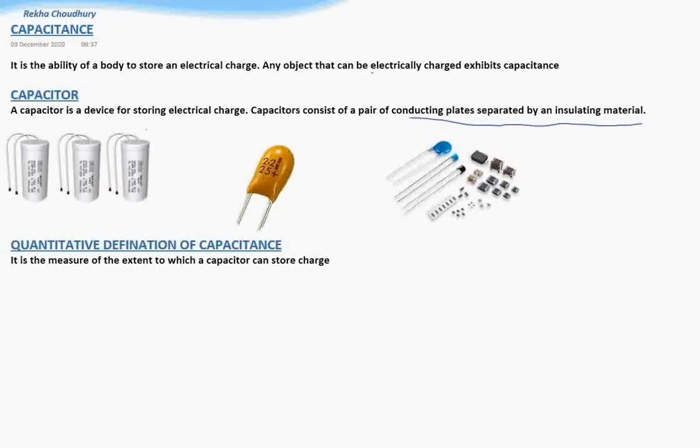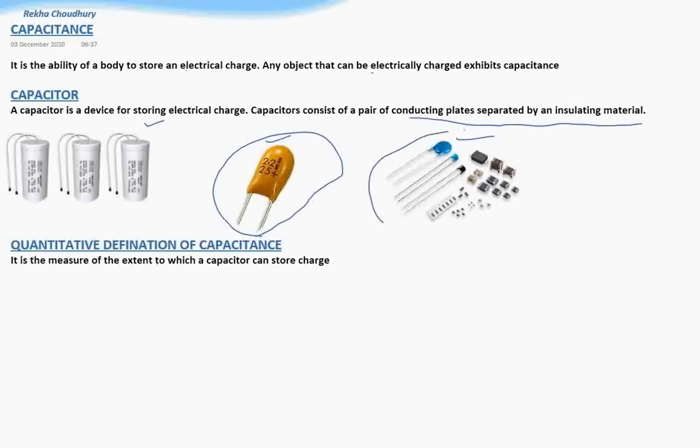So here are different types of capacitors. These are the different diagrams. See, this is the diagram of a tantalum capacitor. It has the advantages of low leakage current, high capacity, and long-term stability and reliability. But it is a costly capacitor.